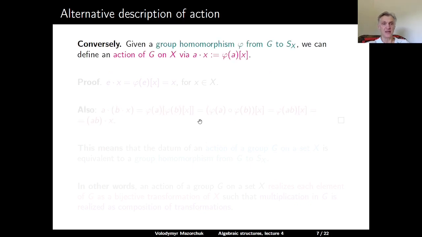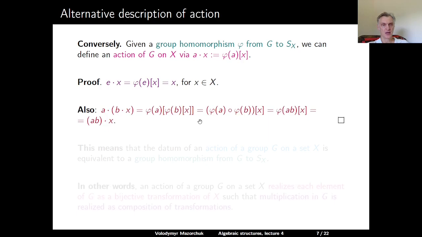Conversely, given a group homomorphism phi from G to S_X, we can define an action of G on X via the following formula. A acts on x. By definition, this is phi of A applied to x. Proof. Let's check the action axioms. The identity acting on x is by definition phi of the identity applied to x. Phi of the identity is the identity map, so it will give us x.